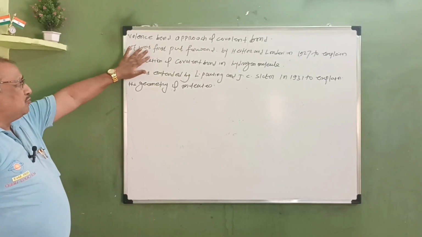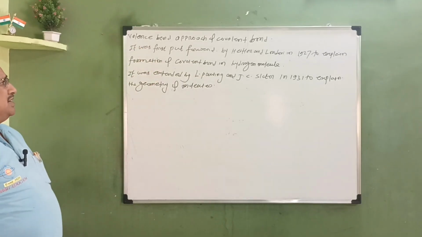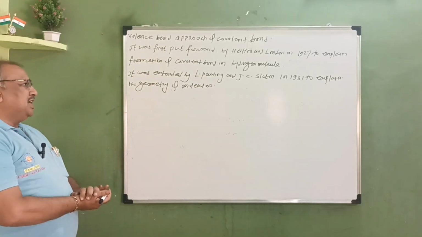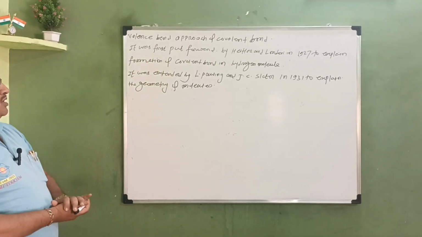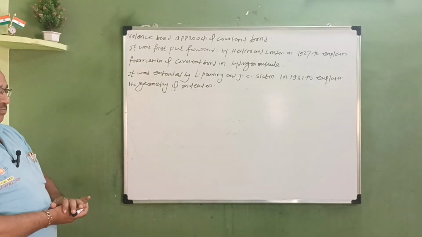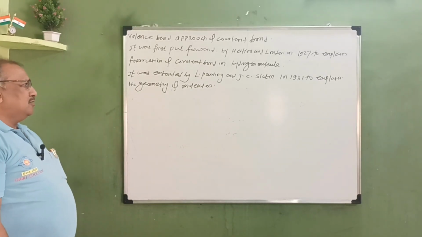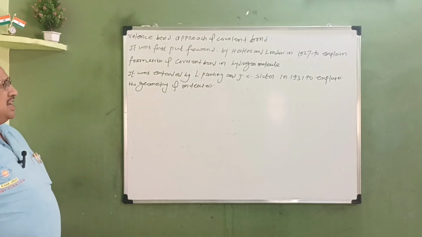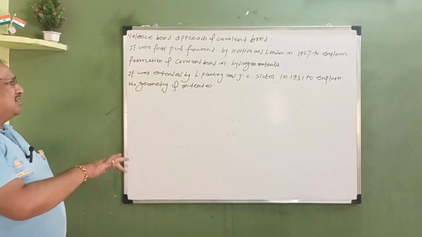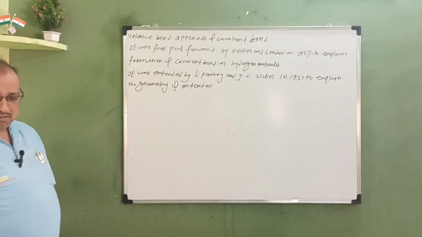Valence bond theory was first put forward by Heitler and London in 1927 to explain formation of covalent bond in hydrogen molecule. This theory was extended by Pauling and J.C. Slater in 1931 to explain the geometry of molecule.